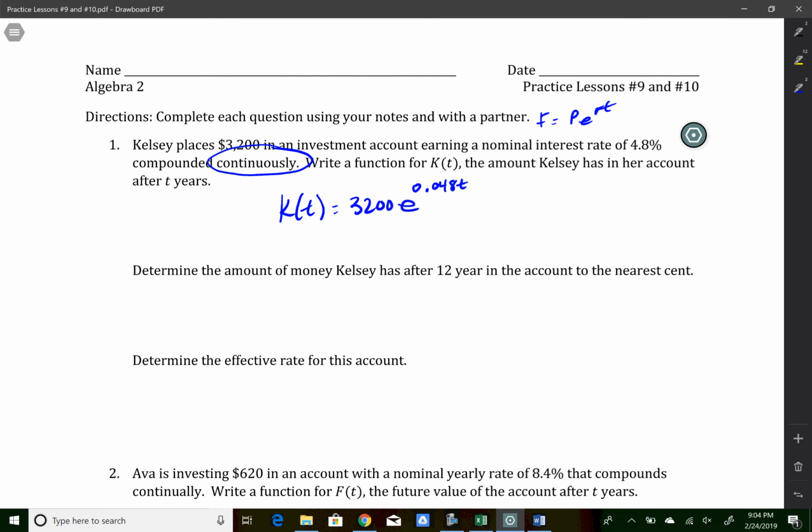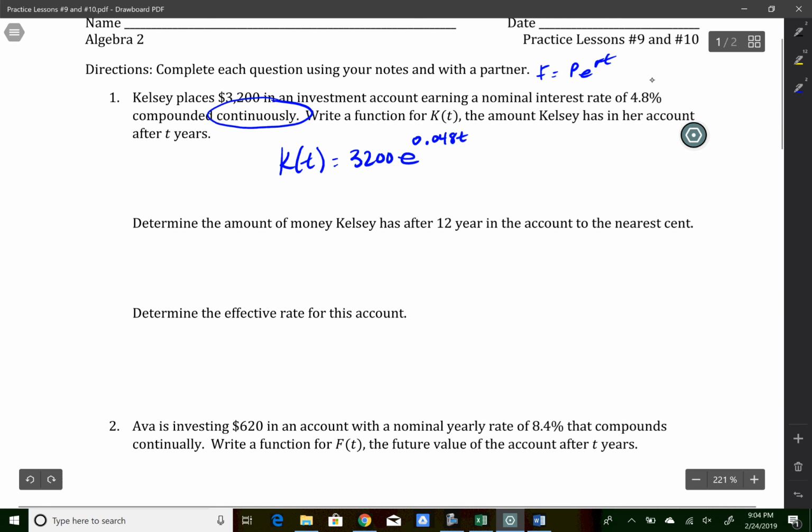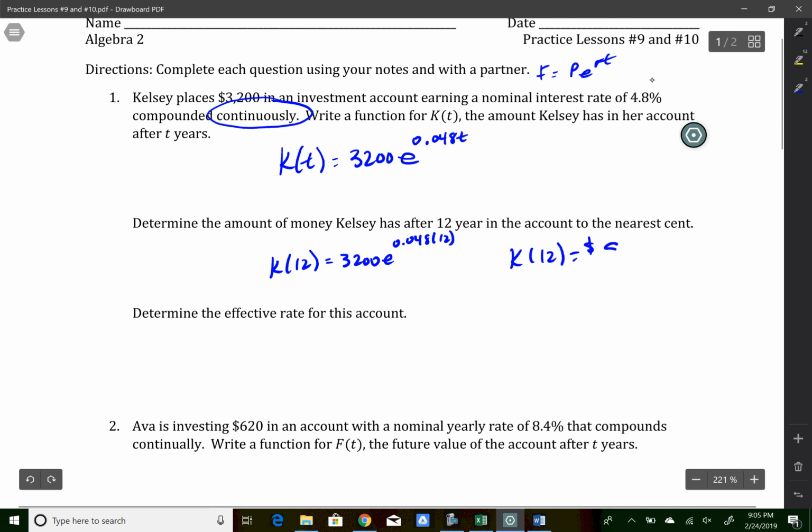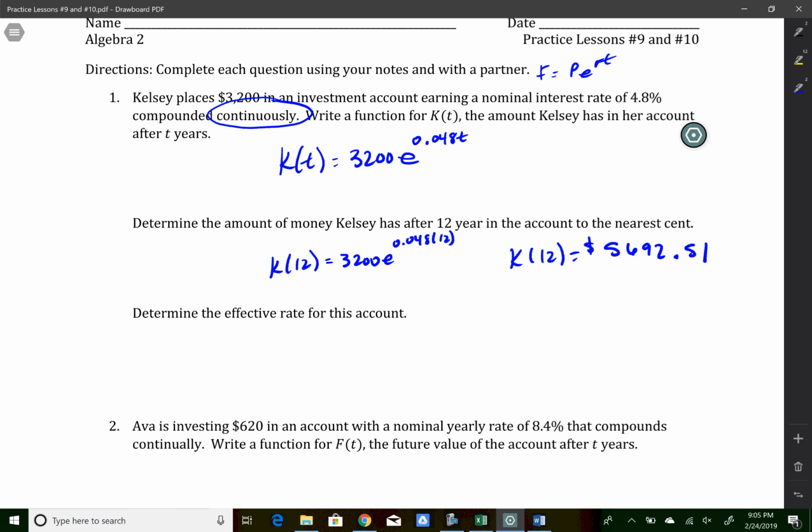Then I want us to figure out, how much money does she have in the account after 12 years? That would be the value of K of 12. I would just plug that right into my calculator. Remember, e is just a button on your calculator. You can get it by hitting second and then LN, which is over near the number 4 button. So 3,200, second LN, 0.048 times 12. And we get Kelsey has in 12 years approximately $5,692.51.